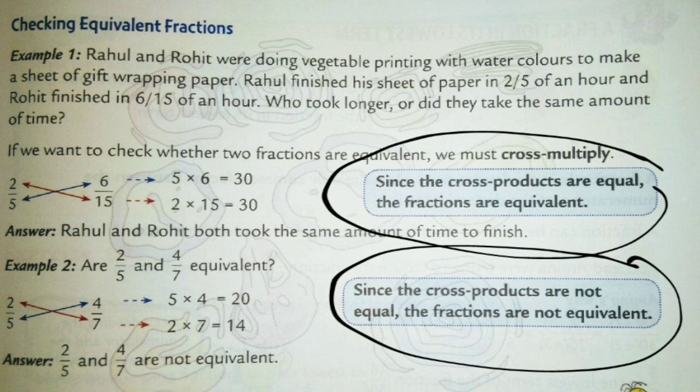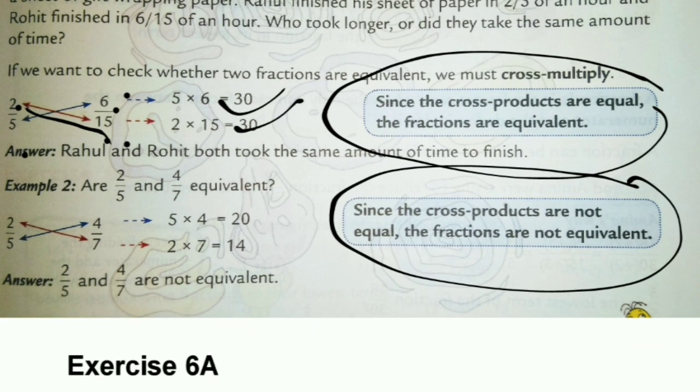Question is 2 upon 5 and 6 upon 15. So cross multiplication, 15 2s are 30 and 5 6s are 30. It means 30 and 30. It means both answers are the same. So it is equivalent. In this one, one is 20 and one is 14. So it is not equivalent.